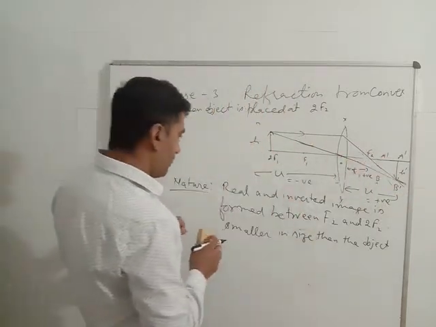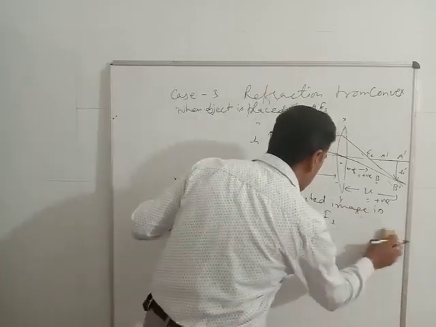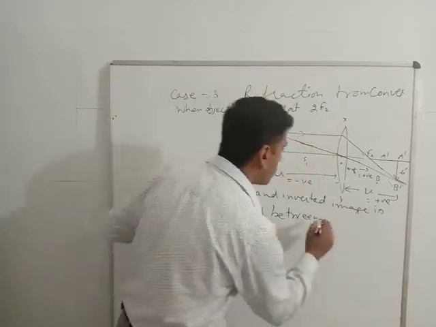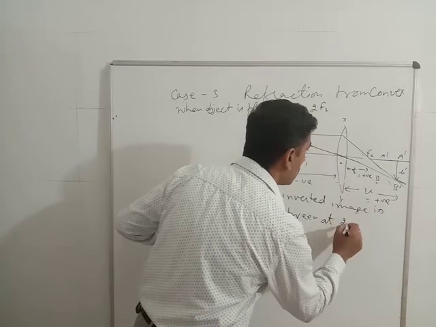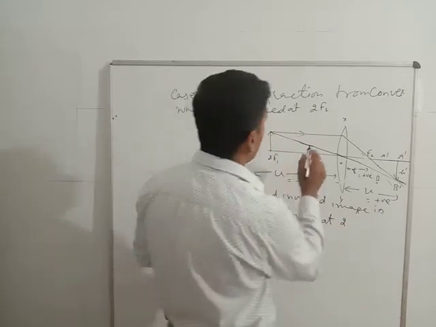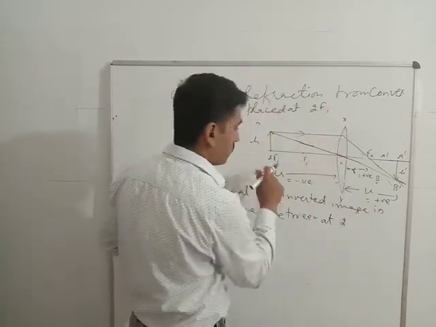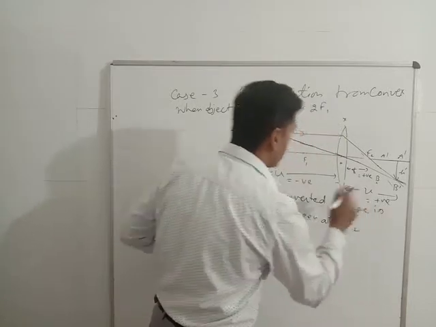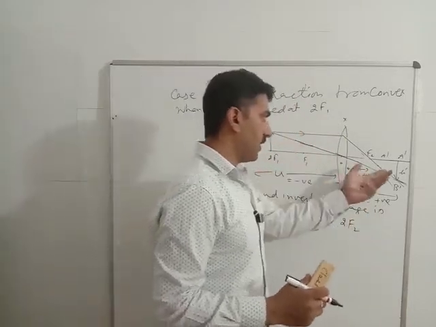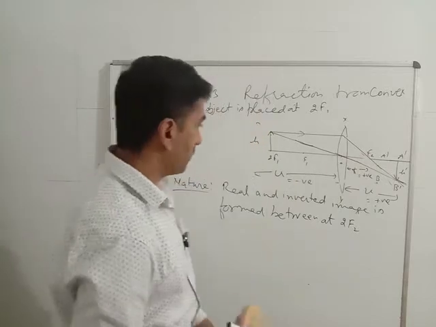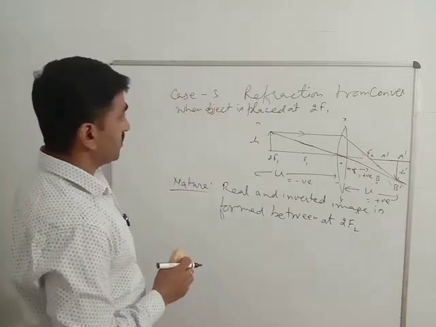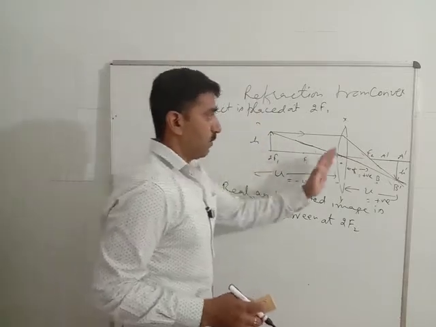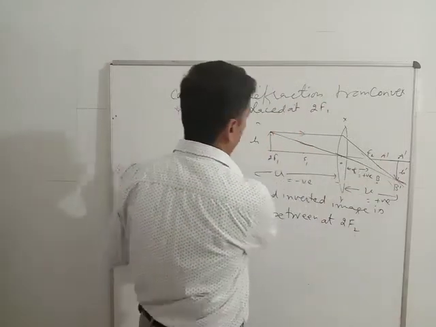So real and inverted image is formed at 2F. At 2F1 we have placed the object. So 2F2 you can say. You can write either F1, F2 this side or this side, your choice. Fine. So this is case number 3. Similarly, I will go a little closer, so the image will go a little farther away and a larger image is formed.